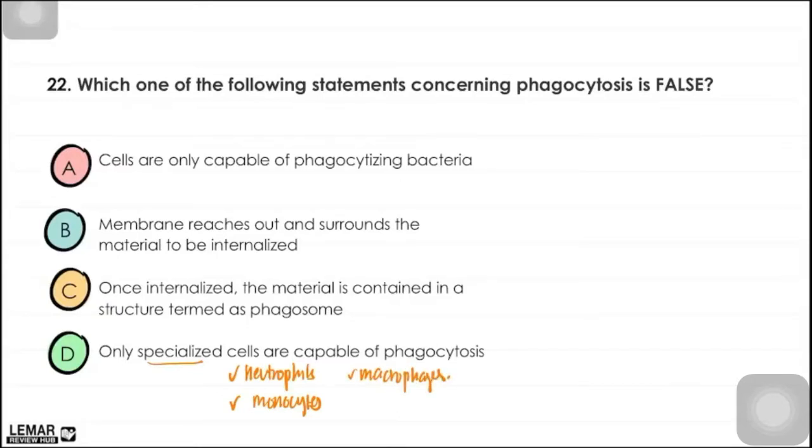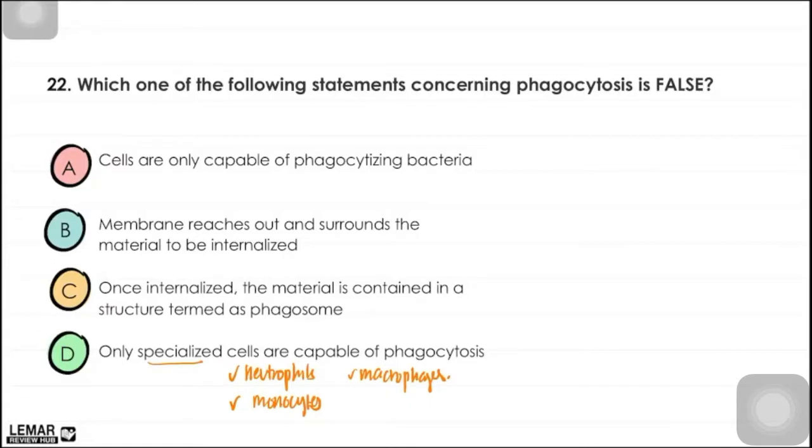These are the most common examples of phagocytes. So these white blood cells do not only phagocytize bacteria, but they can also phagocytize other cells, including the remnants of previous phagocytosis, waste products. After contacting the material to be internalized, the phagocytic cell extends its cytoplasmic membrane to surround the material.